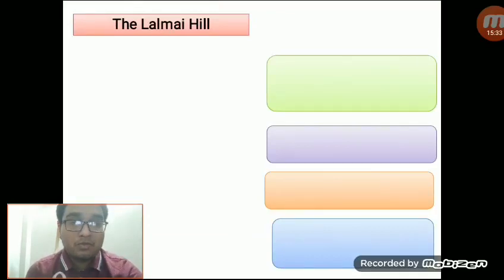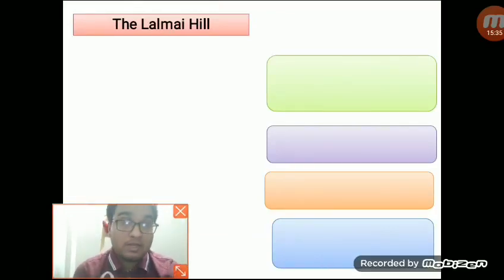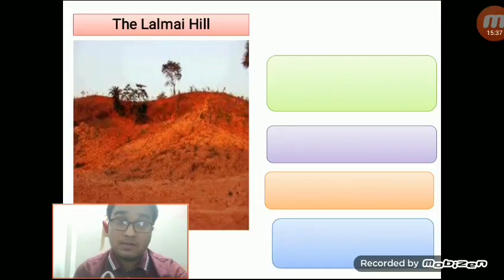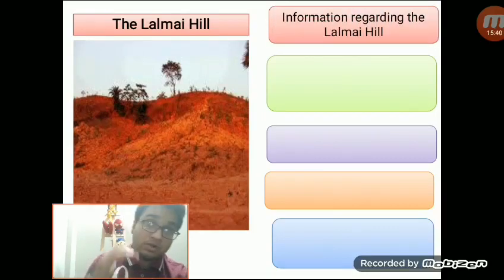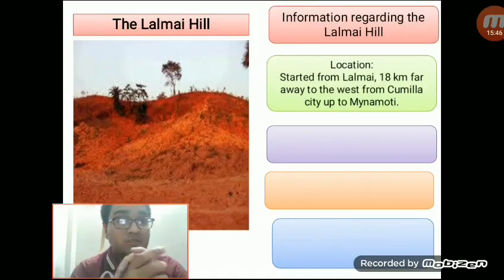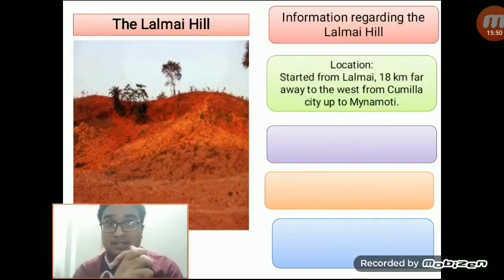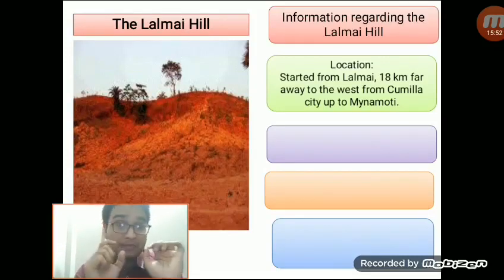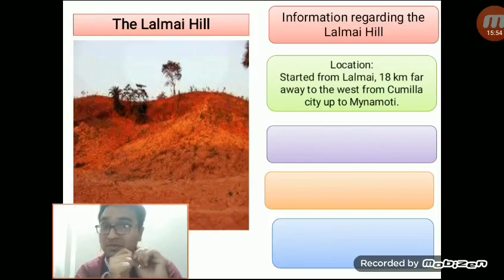So dear students, now I'm going to discuss the Lalmai Hill. This is the picture of the Lalmai Hill, and now I'm going to provide all of the information regarding the Lalmai Hill. First of all, location. It starts from Lalmai, 18 km to the west of Cumilla city, up to Mainamati. You have to remember this information when you write about the Lalmai Hill.